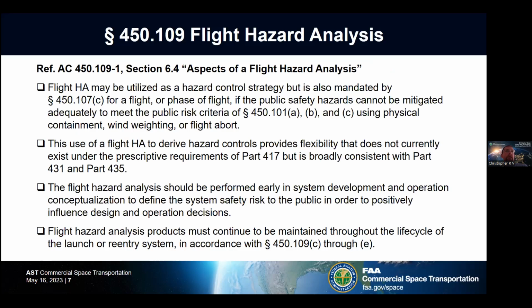Section 6.4 of the AC further discusses aspects of a flight hazard analysis. Flight hazard analysis may be utilized as a hazard control strategy if it's determined as such in 450-107B, but it is also mandated by 450-107C for a flight or phase of flight if the public safety hazards cannot be mitigated adequately to meet the public risk criteria 101A, B, and C using the other hazard control strategies of physical containment, wind weighting, or flight abort.